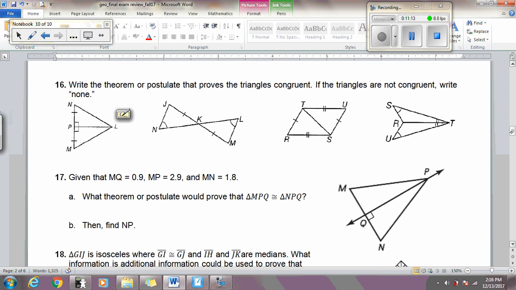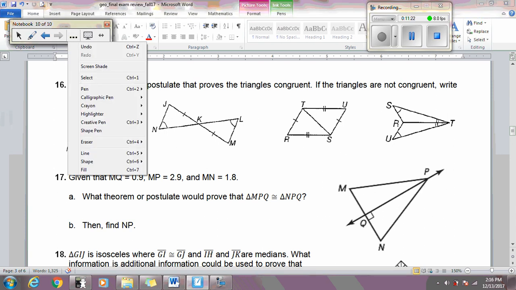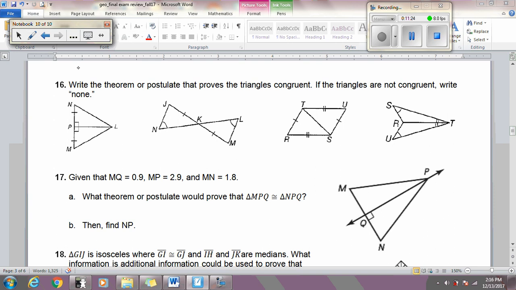Number 16. Write the theorem or postulate that proves triangles congruent. If the triangles are not congruent, write none. So there's 5 ways to prove triangles congruent. We talked about this in Unit 4. The first one being side, side, side. Second, side, angle, side. Third, angle, side, angle. Fourth, angle, angle, side. And lastly, HL. So if the pictures aren't showing one of these 5, you have to write none.